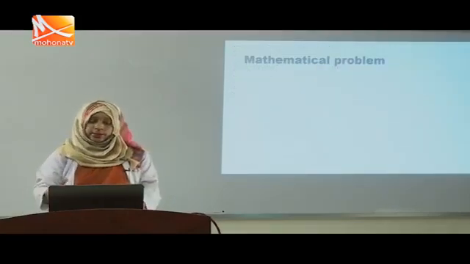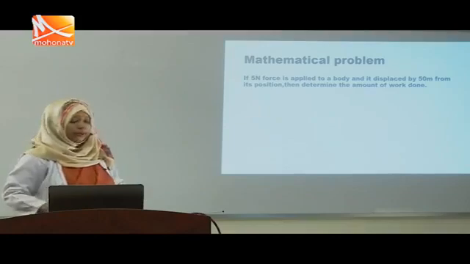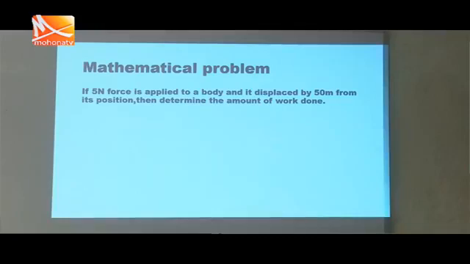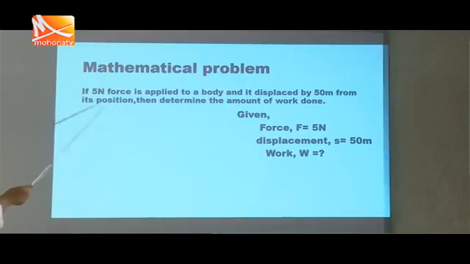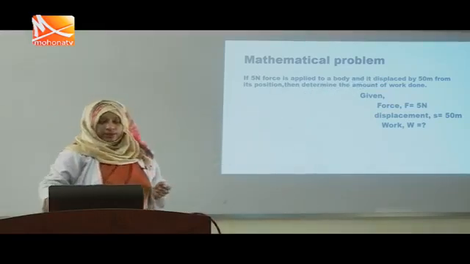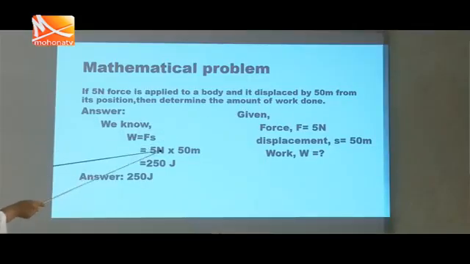Now, we can solve mathematical problems here. If 5 Newton force is applied to a body and it is displaced by 50 meter from its position, then determine the amount of work done. In the question, there is force 5 Newton. Given force F equal to 5 Newton and there is a displacement of 50 meter. We know W equal to Fs. So force into displacement, that means 250 joule.